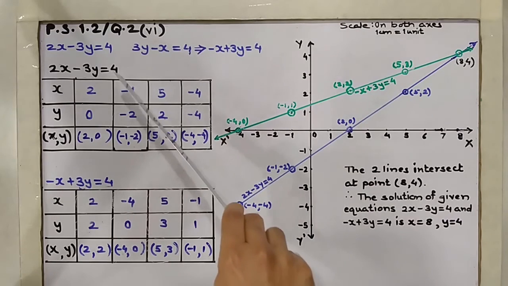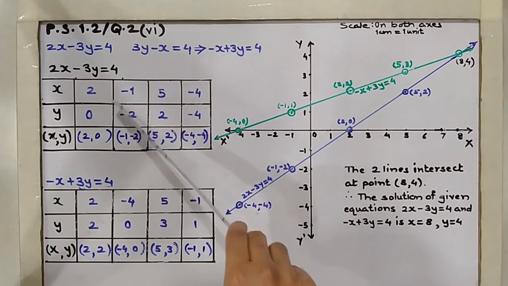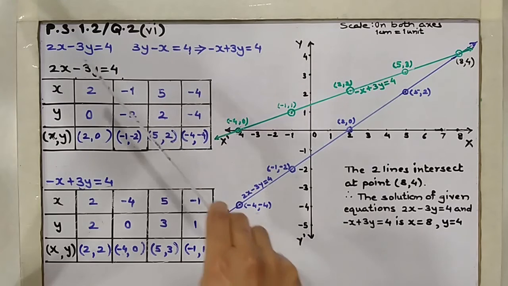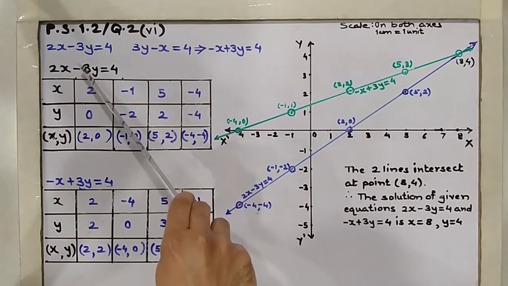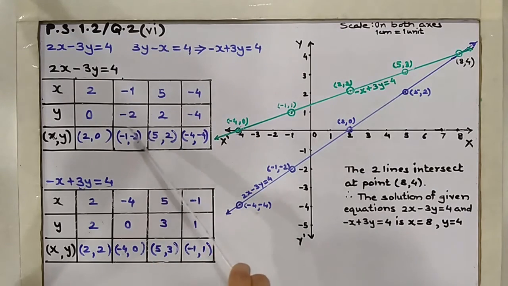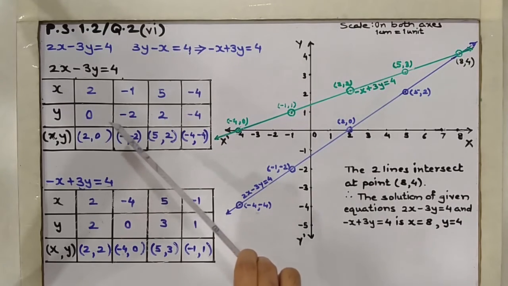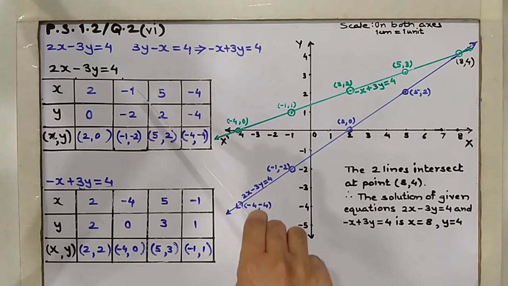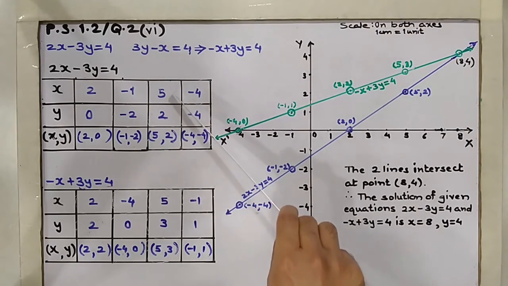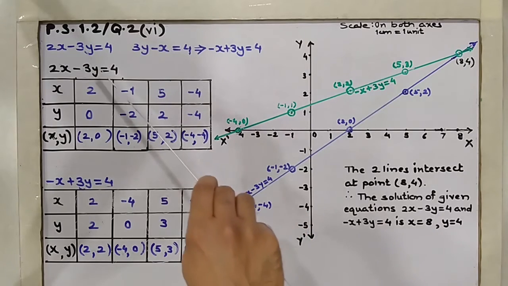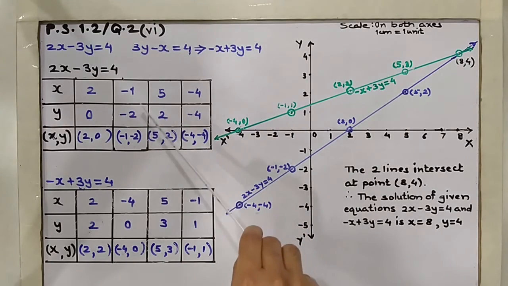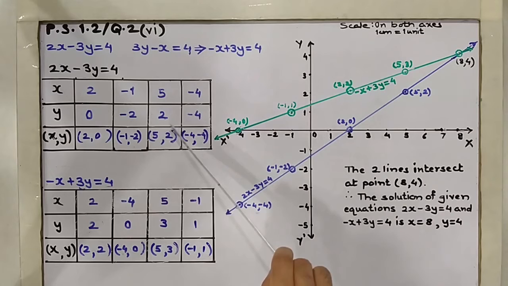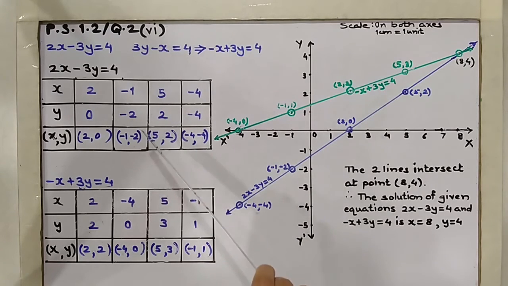Then we have taken the value of x as -1. Putting the value of x in the equation, we get the corresponding value of y as -2. So the ordered pair is (-1, -2). Then we have taken the value of x as 5. Putting this value in the equation, we get the corresponding value of y as 2. So the ordered pair is (5, 2).